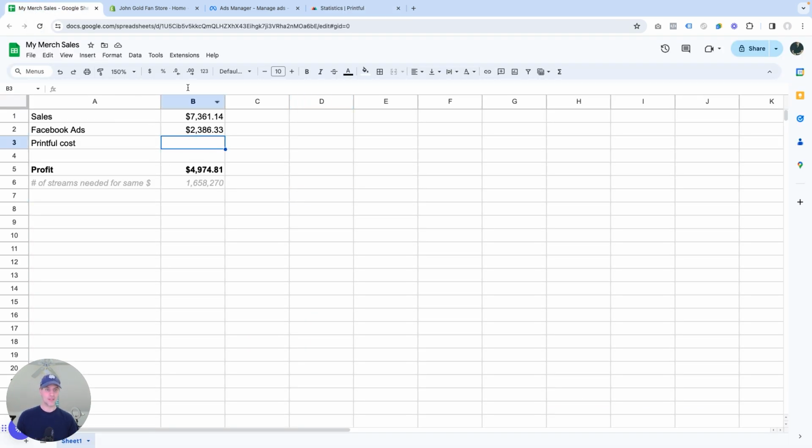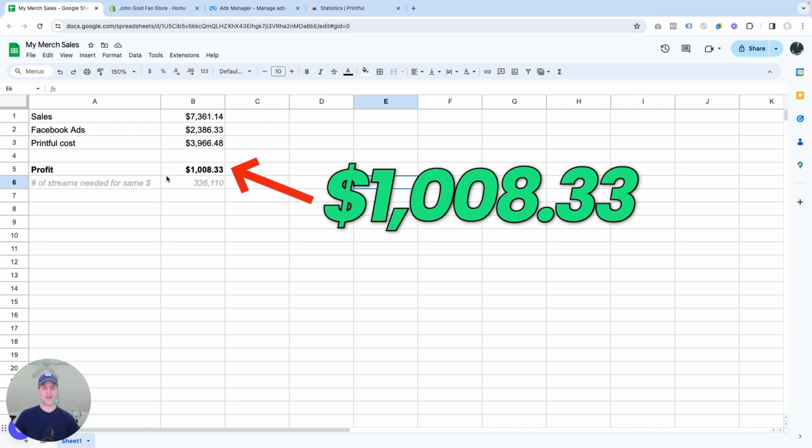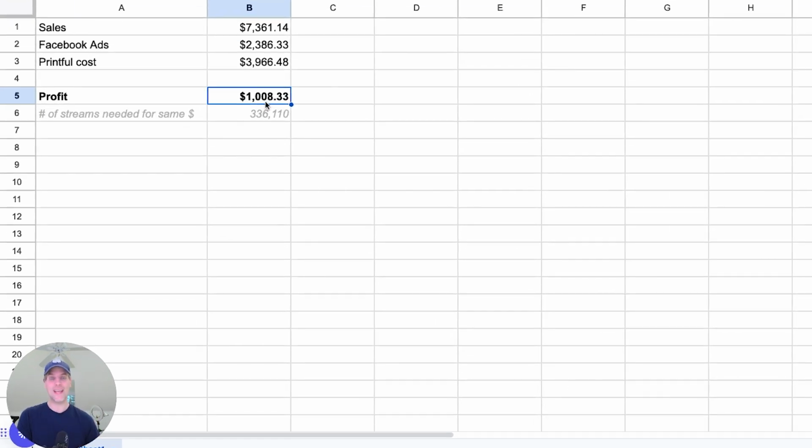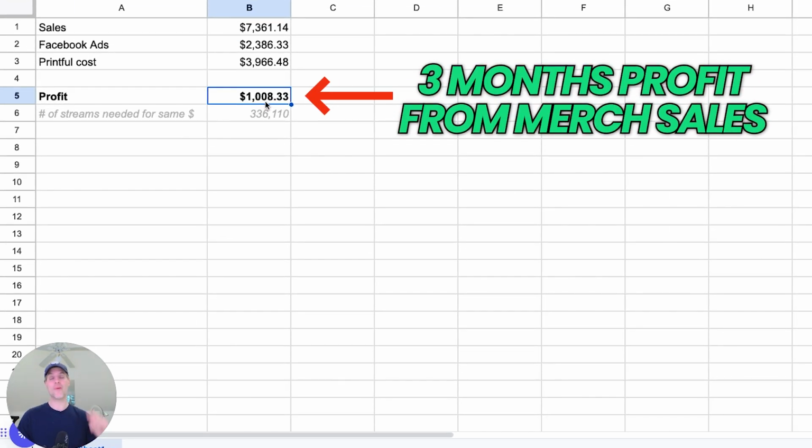And so if I bring that number up in here, this leaves me with my profit. And I can see that over these 3 months, I generated $1,008.33 in profit. And this is sweet, because in my mind, this is money that I can use in order to further promote my music.